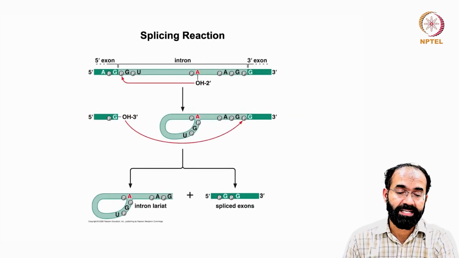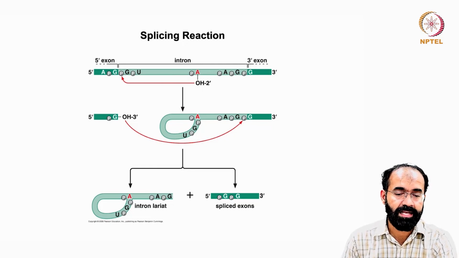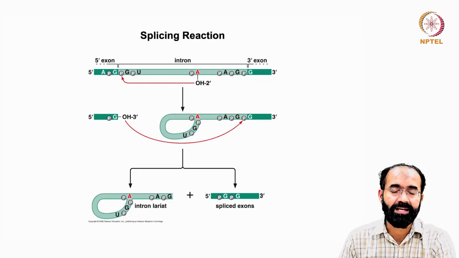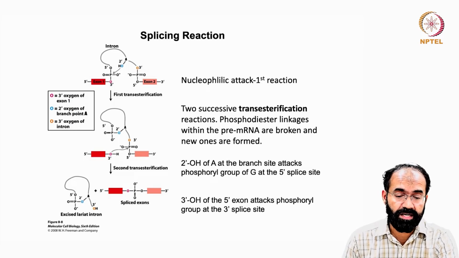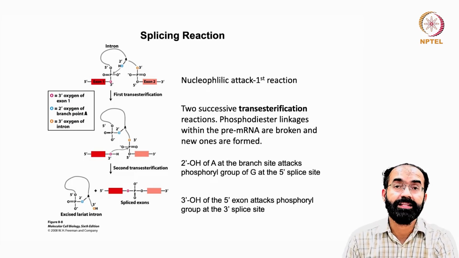Let us see how the splicing reaction takes place. We have seen it, so we are just quickly revisiting, and whenever there is an alteration, that can be emphasized. The branch point does the first round of transesterification reaction, and then the released exon does the second round of transesterification reaction, so that this exon is fused with this exon, and you end up getting the spliced exons and the intron lariat that is released. This is the typical splicing reaction. We have seen the nucleophilic attack of the first reaction and two successive transesterification reactions, in which the phosphodiester linkages within the pre-mRNA are broken and new ones are formed.